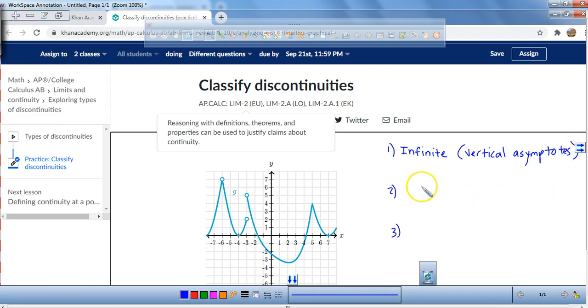All right, then next thing we're going to talk about is removable discontinuity. There you're looking for holes, also known as point discontinuity. So you're going to have discontinuity at a point.